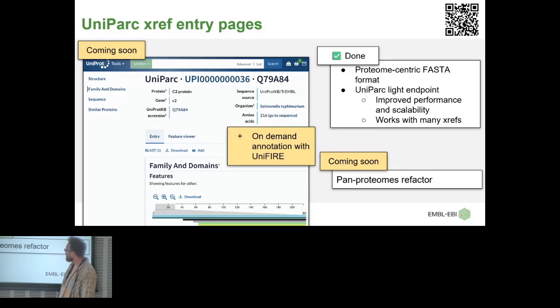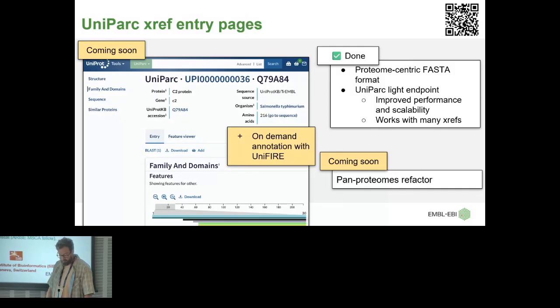And we've done some work already. We have a more proteome-centric FASTA format available within UniParc. We also have a UniParc Lite endpoint, which improves performance and scalability and works with many extra cross-references. Right now, we already have quite a few pages with thousands of cross-references and can't even load the page. It's too many. This new Lite endpoint allows us to paginate those, and so the page loads now. Something coming soon is to look at the pan proteome and refactoring that.